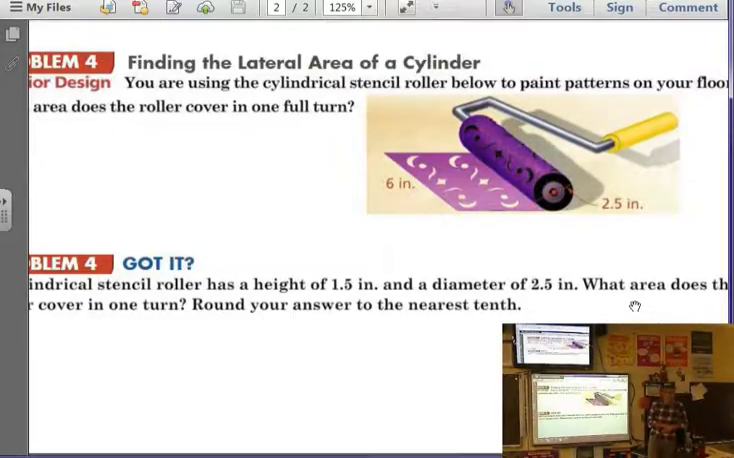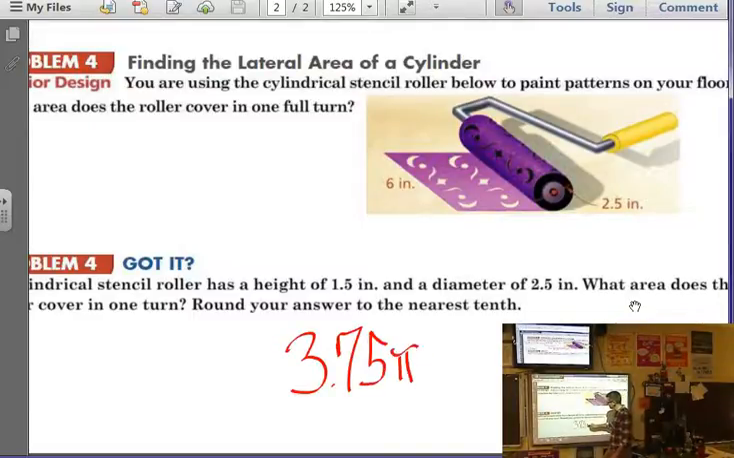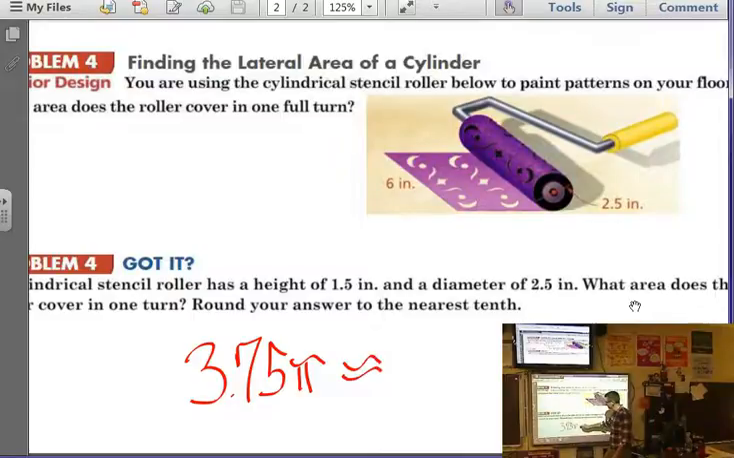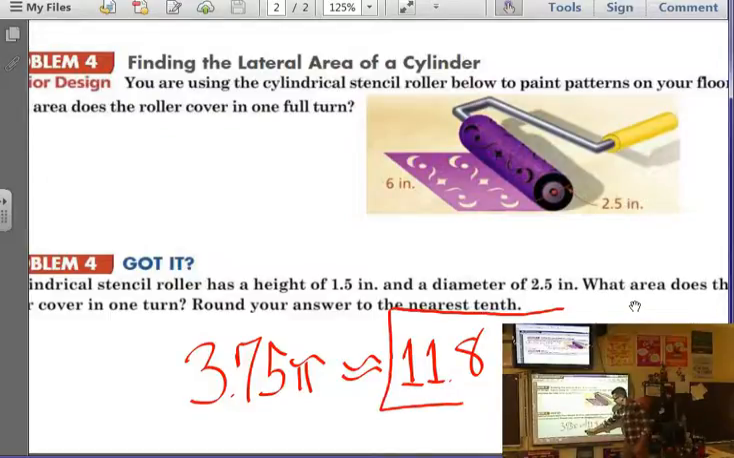Do we need to do the next one or do we have a firm understanding? I got it. Wait, I have the answer. What is it? 3.75 pi, but I didn't have a calculator, so I did it. 11.8. There you go. Inches squared.